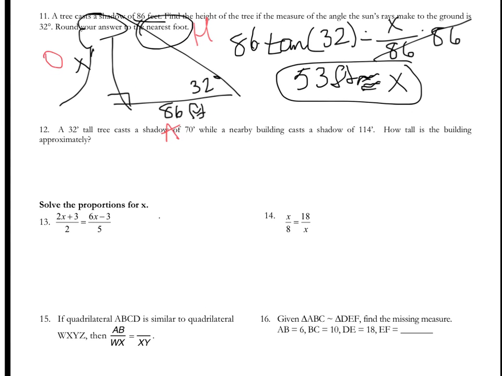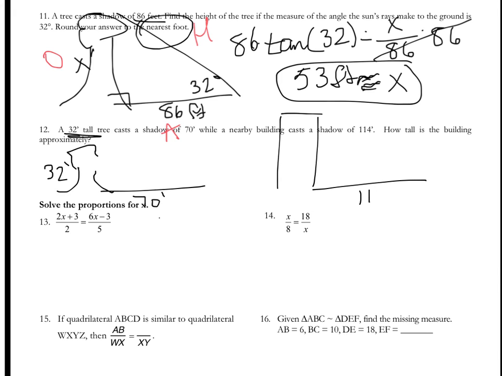Awesome. Last question, or last word problem here. A 32-foot tree. Okay, so if you want to draw a little picture, you absolutely can. 32 feet casts a 70-foot shadow. Okay, good. And a nearby tall building casts a shadow of 114 feet. How tall is the building? So we label that x.